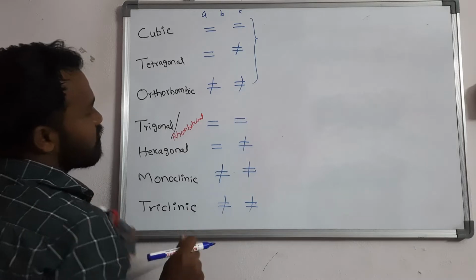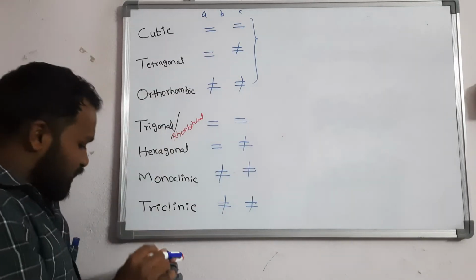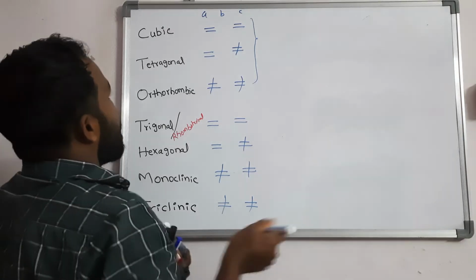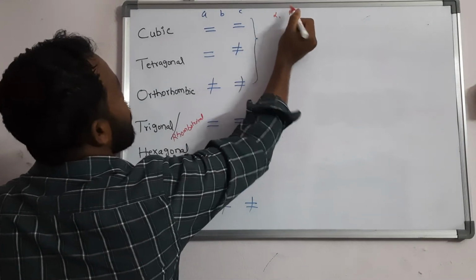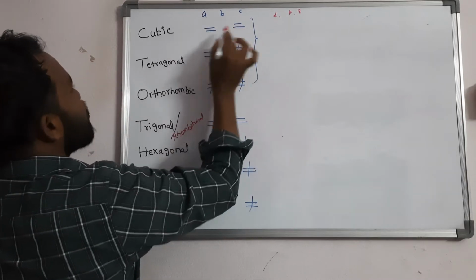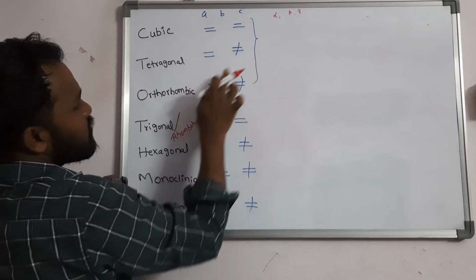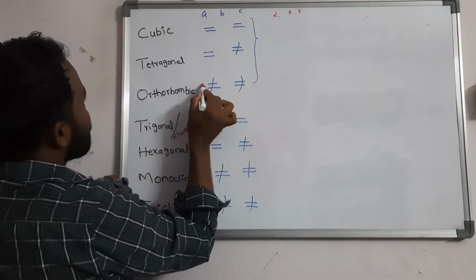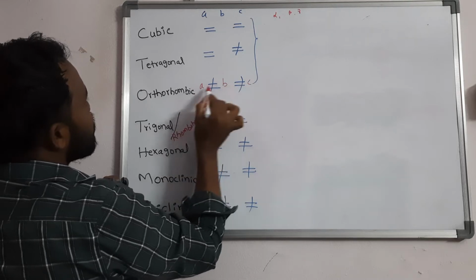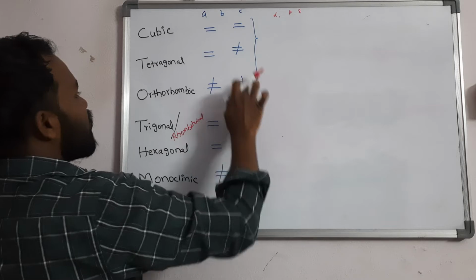Not equal to, right? Next, this is lengths, the relation between A, B, C. Then next is alpha, beta, gamma, the relation between alpha, beta, gamma. So simply here it is nothing but A is equal to B is equal to C. A is equal to B not equal to C. A not equal to B not equal to C. You just keep here, for example, A, B, C. A not equal to B not equal to C. Like this you can keep for all.